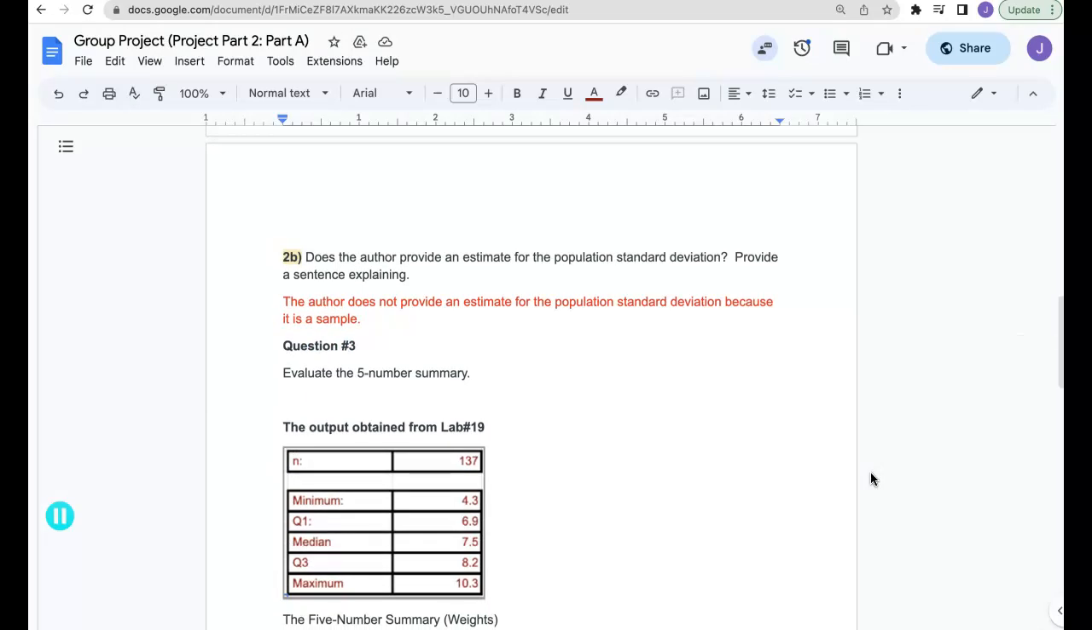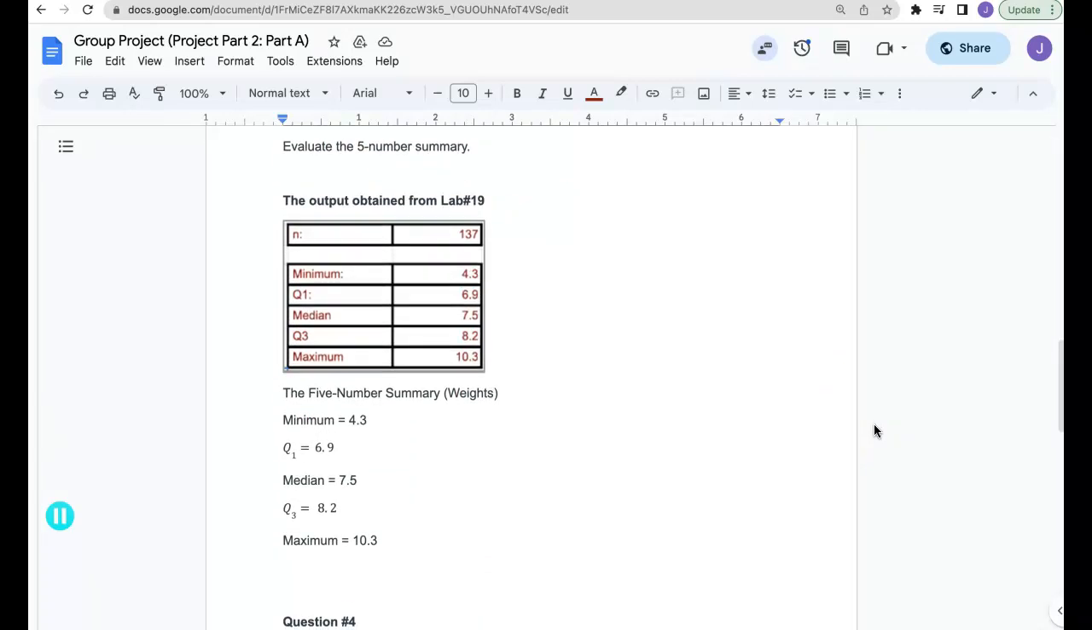2B states, does the author provide an estimate for the population standard deviation? Provide a sentence explaining. The author does not provide an estimate for the population standard deviation because it is a sample. Then question 3 says to evaluate the 5-number summary.